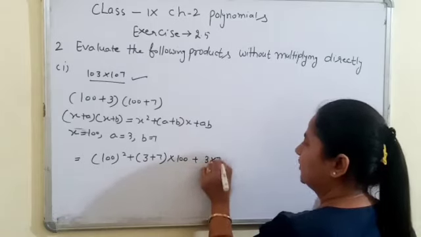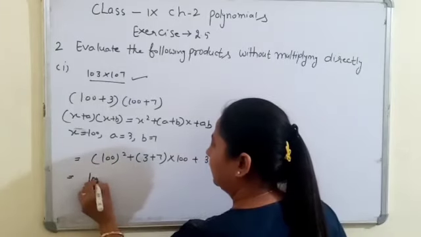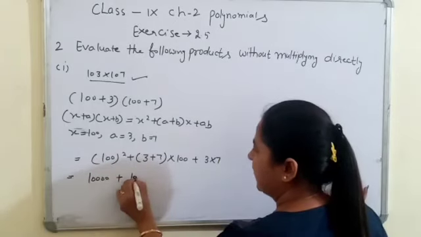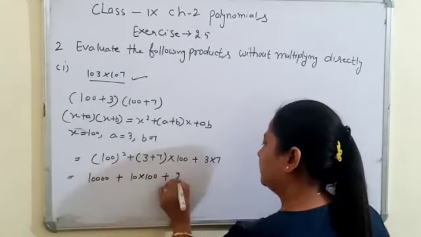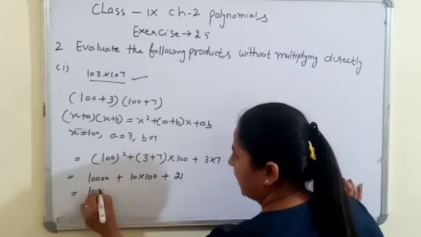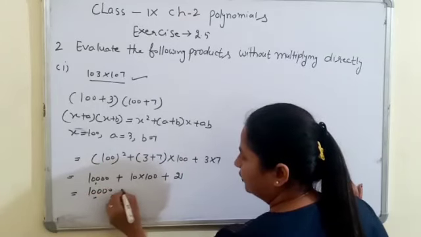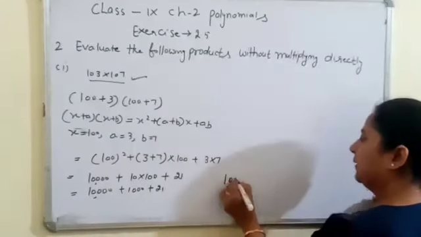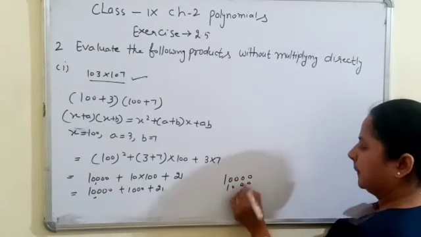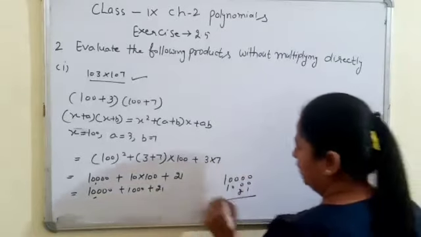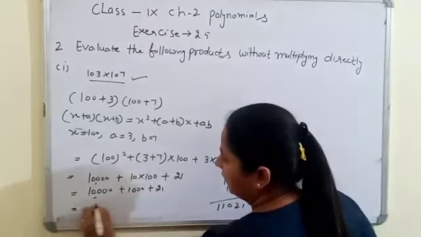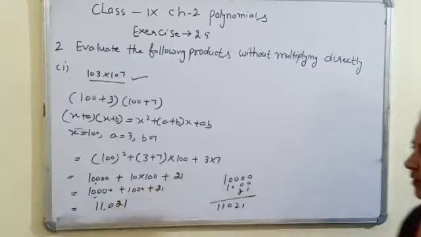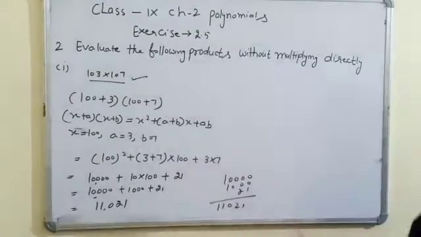plus 3 into 7. So multiply 100 into 100, it is 10,000. 3 plus 7 is 10, into 100 is 1000, plus 21. Now we have to add 10,000 plus 1,000 plus 21. Now add them. So the result is 11,021. Now this was the result for part first.